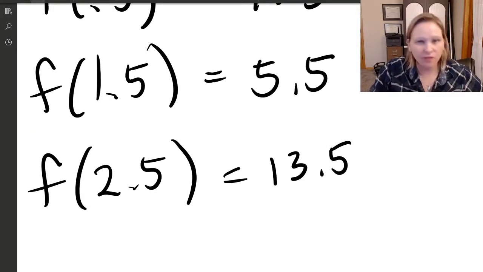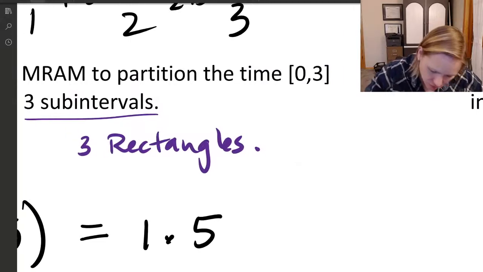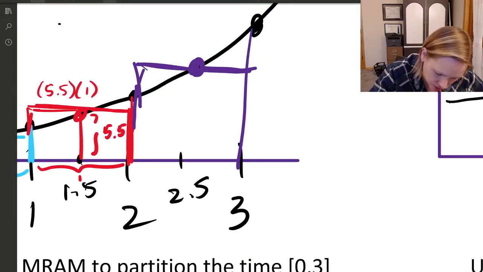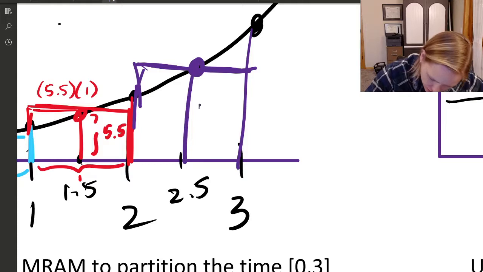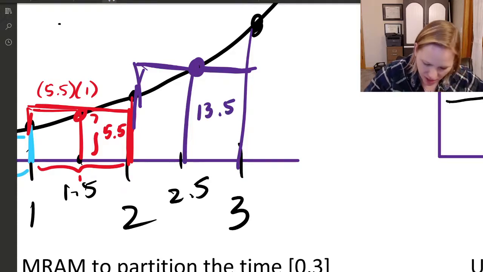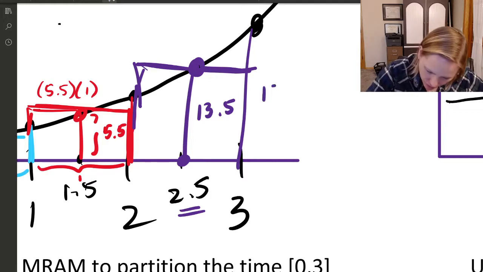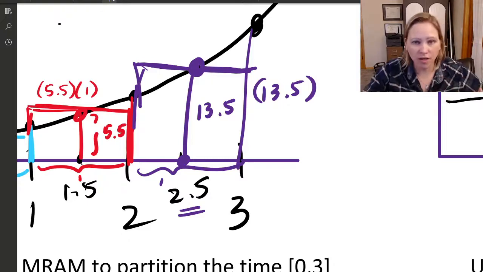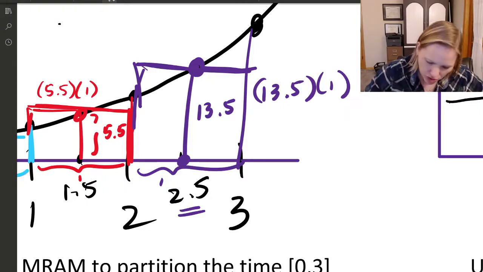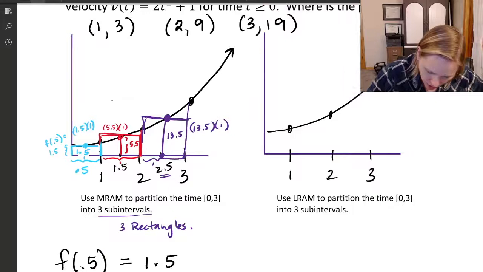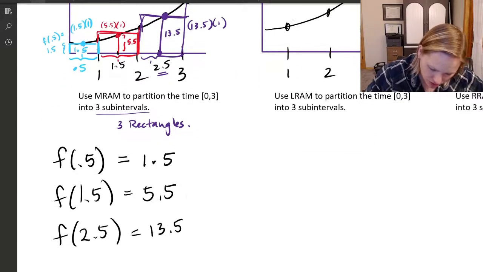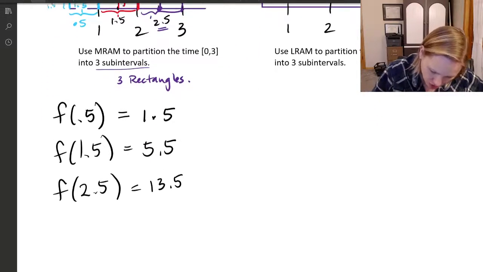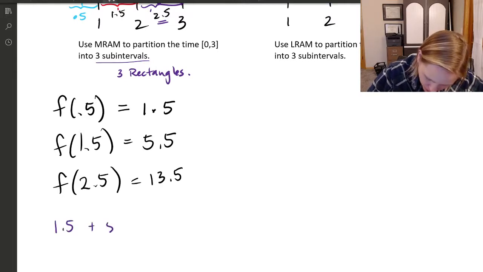So f of 2.5 is 13.5. So when we go back up here to this purple rectangle, this height here is 13.5. That's the f of 2.5. This is my midpoint. So 13.5 times 1, the width is still 1, is just 13.5. So using MRAM to approximate, we found the areas of the 3 rectangles, and then we add them together. 1.5 plus 5.5 plus 13.5.